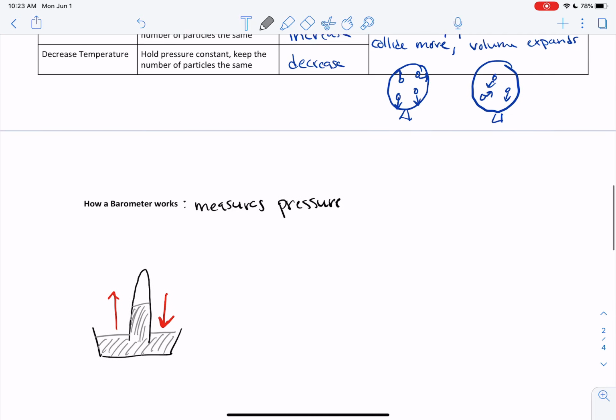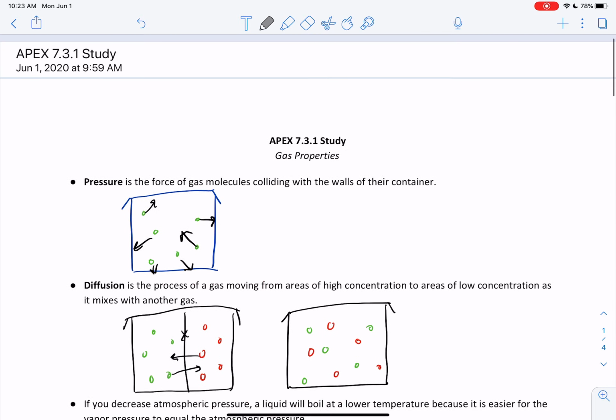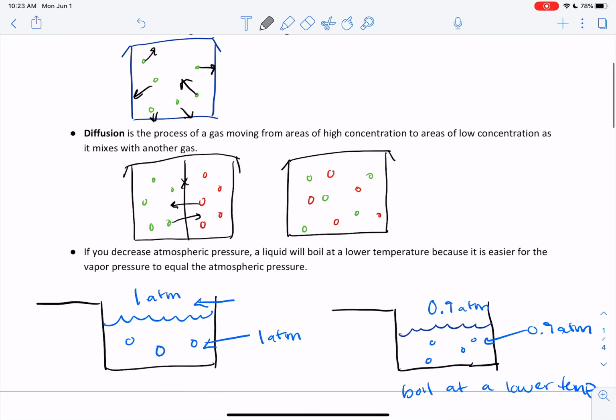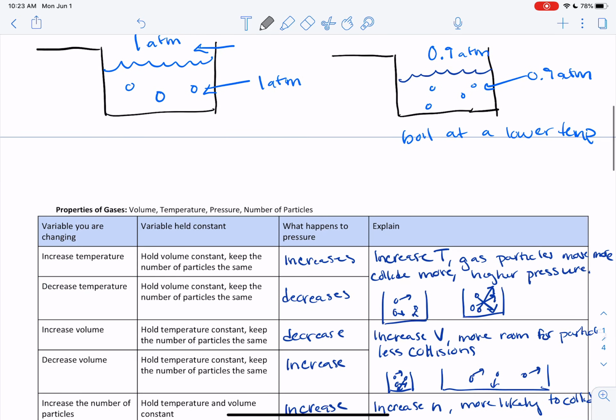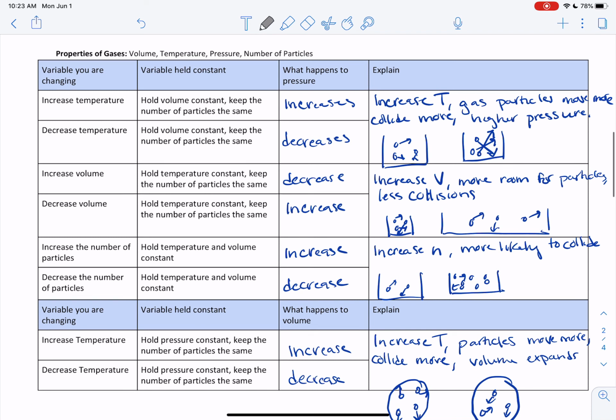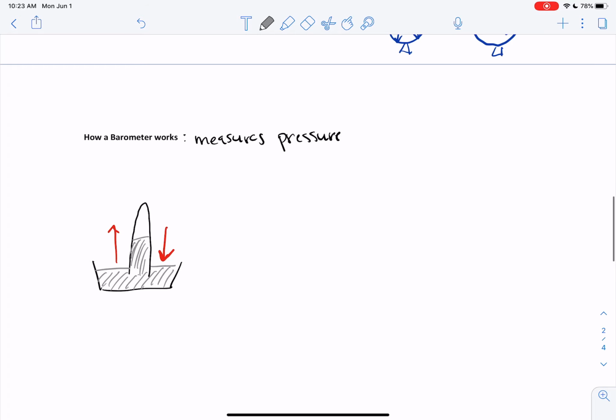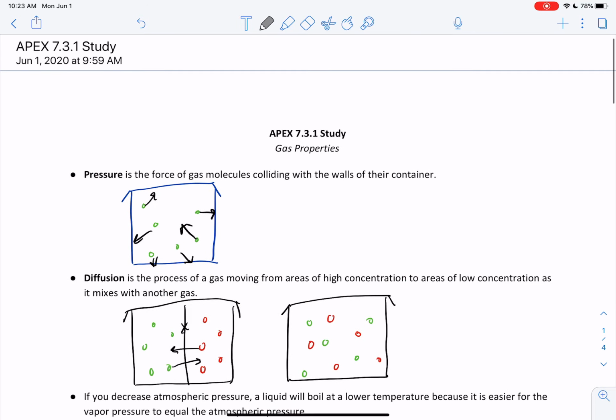Okay? So from this section, we really want to understand these two definitions, pressure and diffusion, and why, if you have a lower pressure, you have a lower boiling point. We also need to understand this table here, how temperature, volume, number of particles, and pressure all affect each other, and we need to be able to make predictions about that. And the last thing we need to know is how a barometer works. So that's everything for section 7.3.1. So you will be taking your quiz on this tomorrow.